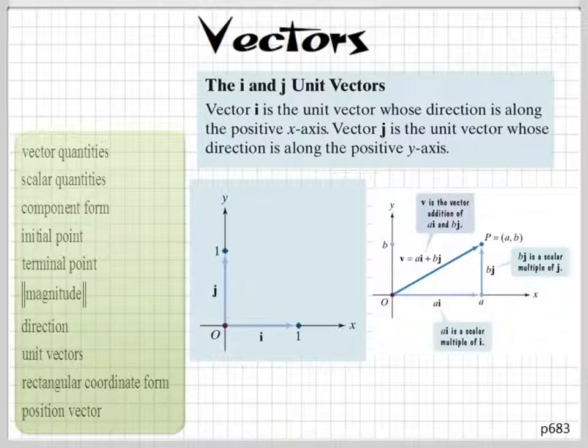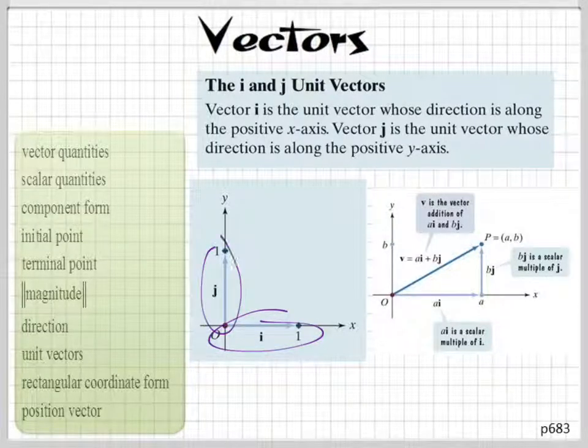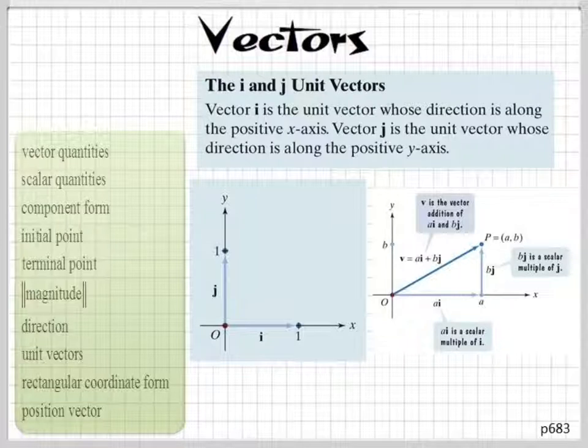So here we have our unit vectors. We have i and j. It's important to note that i and j are single unit vectors, but they go in a special direction. i goes in the direction of x, and it's only 1 unit long. So the magnitude of this vector is 1, and it goes to the right. The magnitude of the j vector is 1, but it goes up. We're going to use these two vectors to write other vectors, and that's called rectangular coordinate form.